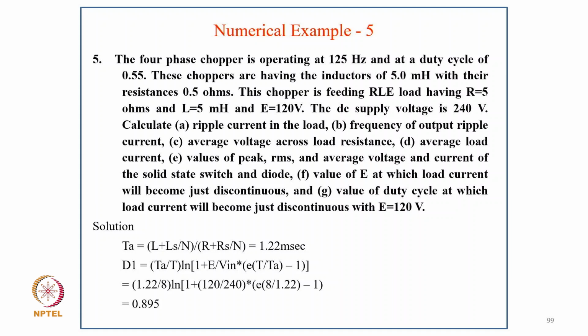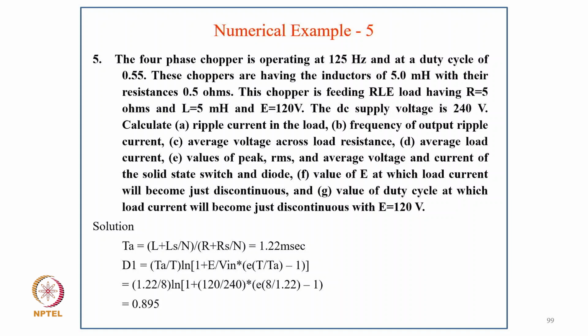Calculate the ripple current in load, frequency of output ripple current, average voltage across the load resistance, average load current, values of peak, RMS and average voltage and current of solid-state switch and diode, and value of E at which the load current will become just discontinuous, and the value of duty cycle at which the load will become just discontinuous with E equal to 120.